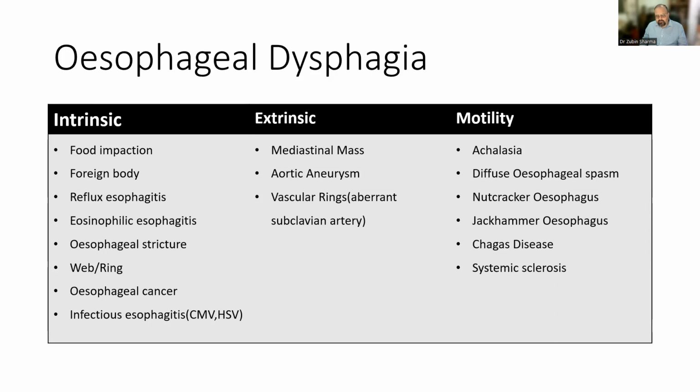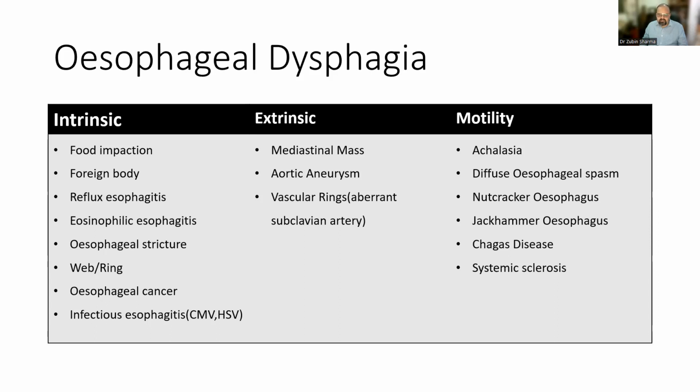In the infectious part, one thing I really like to highlight is that in patients who have COPD, who are on inhalers, having a fungal cause of dysphagia in the esophagus, or candidiasis, is very, very common. It's something which we should clearly be looking for, and sometimes I feel it is missed as a diagnosis. In extrinsic causes, you can have some mediastinal masses or aortic aneurysms or vascular rings, which can present as what is called dysphagia lusoria.